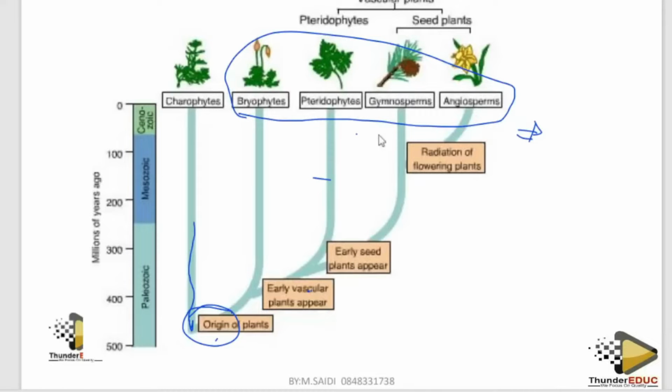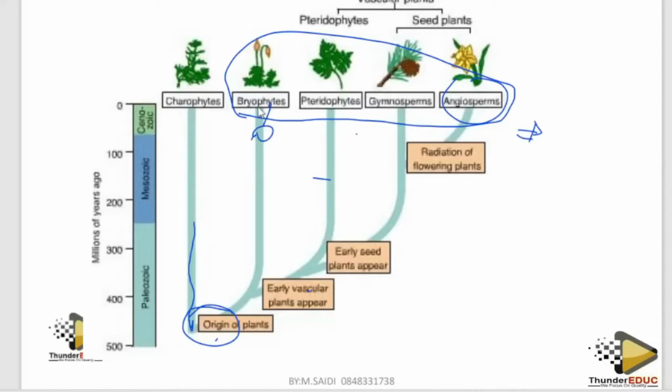These two, the gymnosperm and angiosperm, have what? Seeds. And then flowering plants: only this one is the flowering plant. So all these ones before this are non-flowering plants. These ones we call thallus.